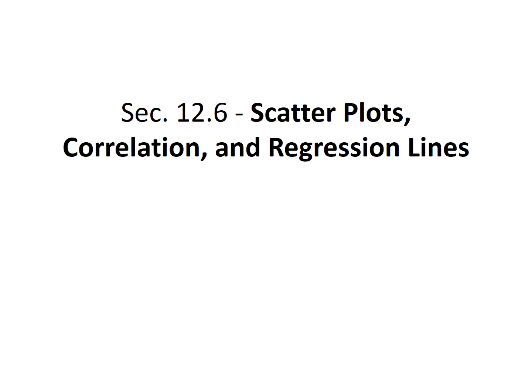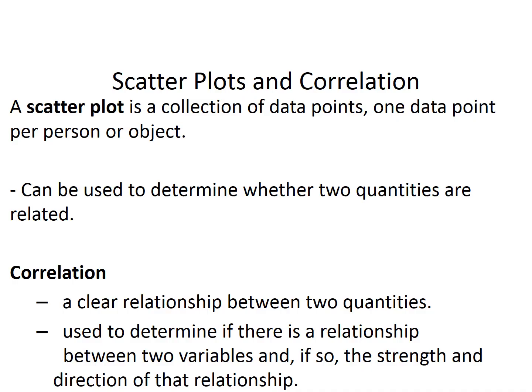This is a recording for section 12.6, scatter plots, correlation, and regression lines. So a scatter plot is a collection of data points, one data point per person or object, right? Something like height and weight, for example, right? One person's height and weight. And we kind of expect that the taller the person is, maybe the more they might weigh. So we use the scatter plot to determine whether two quantities are related.